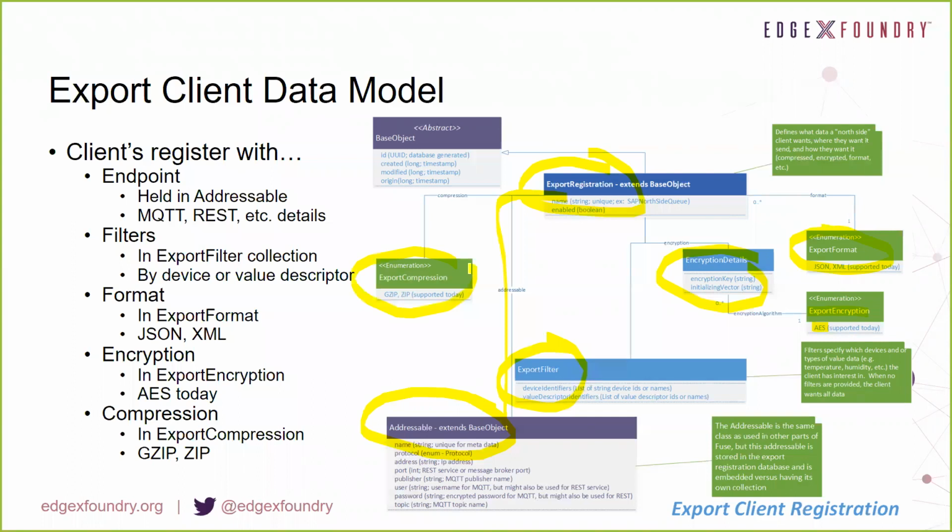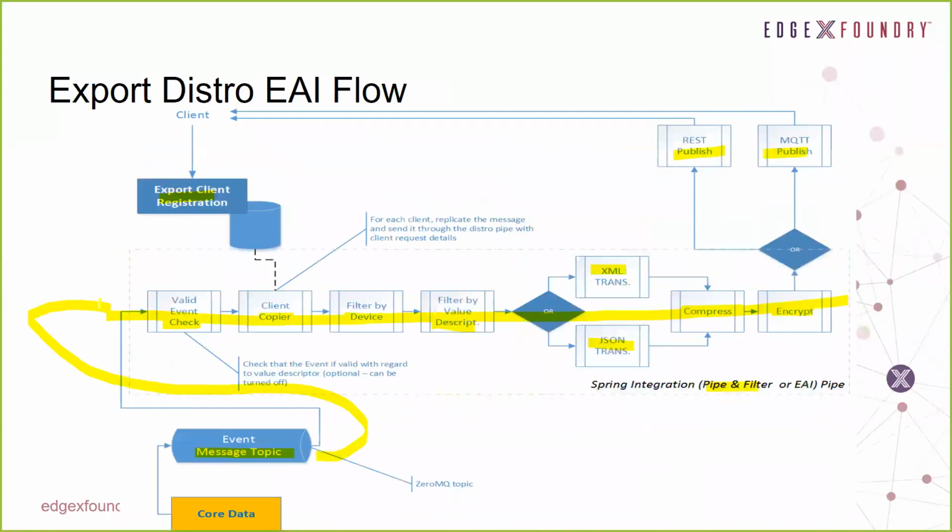So as the message comes into our pipe, and as we copy each of the event message readings coming off of core data, it's at that point that we'll grab the export client data, put it in that registration model, and attach that right to the same message, so that as it goes down this pipe and filter architecture, we have both the data coming out of core data and each client's registration details in that message. We can use both of those to get the data ready for them as they want it and ultimately ship it out to where they want it.